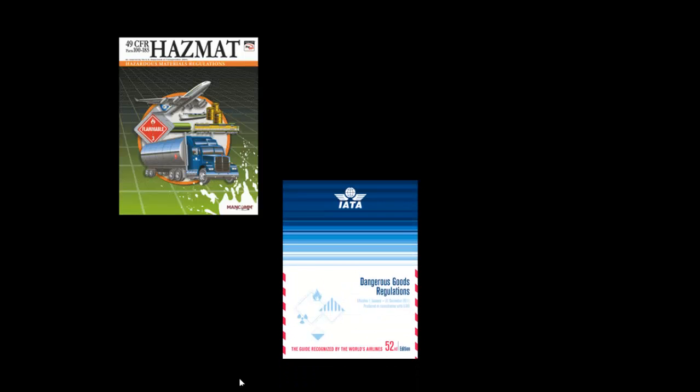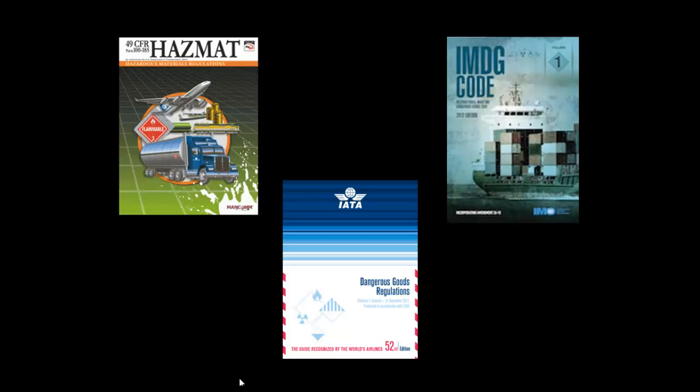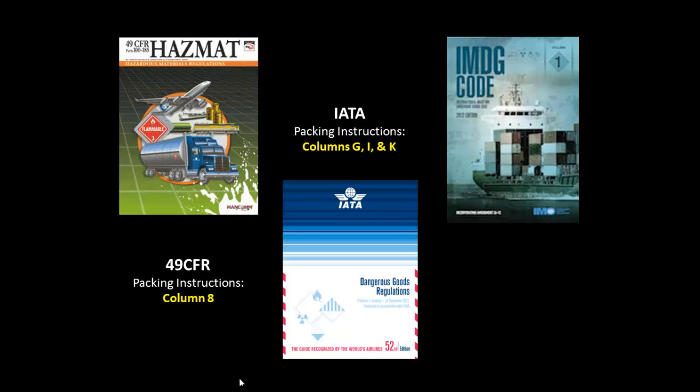To establish modal packaging instructions, the administrator will need a copy of the 49 CFR, ICAO IATA, or IMO IMDG regulations on hand. In each of these respective books, a definition for packaging instruction number is associated with each UN ID. In the 49 CFR, packing instructions are listed under column 8. In ICAO IATA, they are listed under columns G, I, and K, and in the IMO IMDG, they are listed under columns 8, 10, and 13.